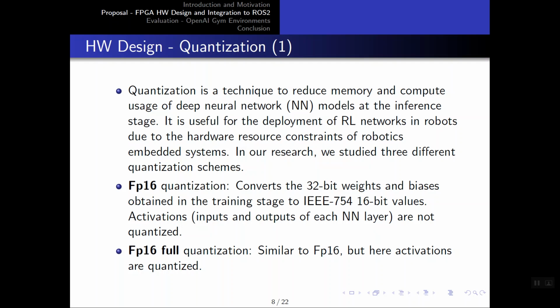So in our research, we studied three different quantization schemes. The first one we call FP16 quantization. So FP16 essentially converts the 32-bit weights and biases that were obtained during the training stage to 16-bit values. In here, activations, which are the inputs and outputs of each neural network layer, are not quantized. The second scheme is called FP16 full quantization. It is very similar to FP16, but it also quantizes activations.